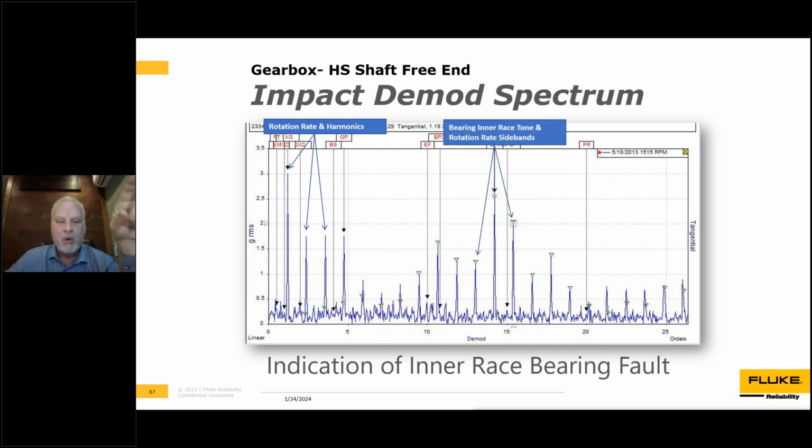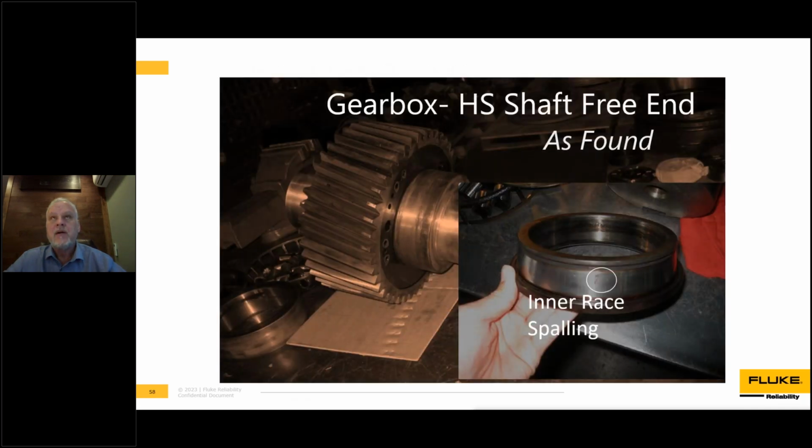And again, remember, what's in this spectrum is not actual rotation rate. It is not whole body vibration. All of that has been filtered out. So this is all related to high frequency vibration. And it showed both inter-race tones with side bands, and it showed rotation rate. So there was a significant amount of looseness in this bearing as well. And so the gearbox high-speed shaft basically had an inter-race fault.